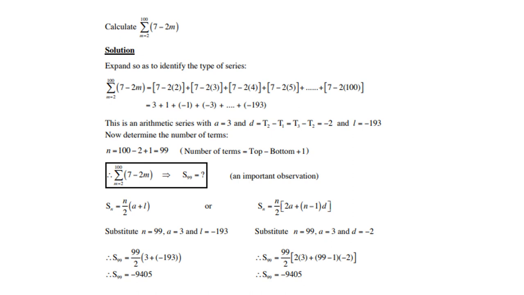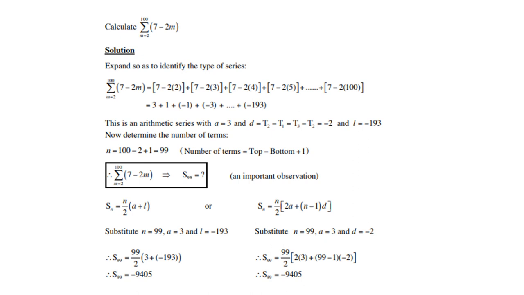Calculate the sum of 7 minus 2m, starting by m equals to 2 and ending in 100. So we first need to write down the series. So we have to expand this. So when we expand it, first let m be 2, and then let's do the first 3 at least. Don't have to do all 98. Right, so there you are.